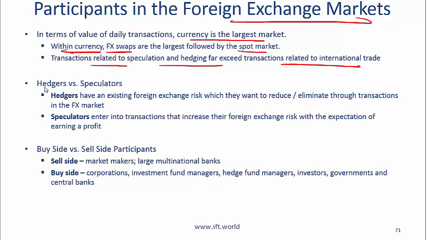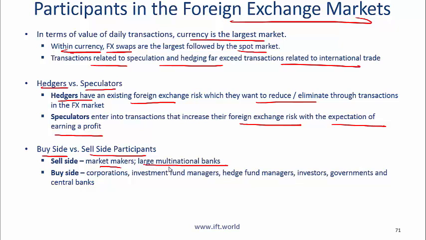In terms of hedgers and speculators, hedgers have an existing foreign exchange risk which they want to reduce or eliminate. Speculators enter into transactions that increase their foreign exchange risk with the expectation of earning a profit. In terms of buy-side versus sell-side participants, sell-side participants are market makers and large multinational banks. Buy-side entities are corporations, investment fund managers, hedge fund managers, investors, governments, and central banks.